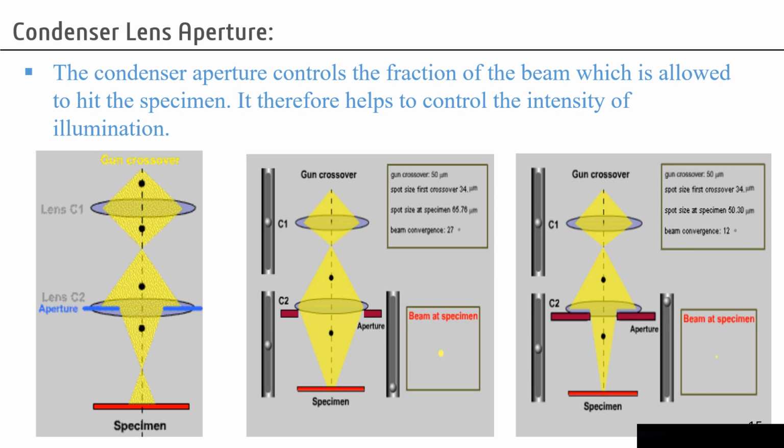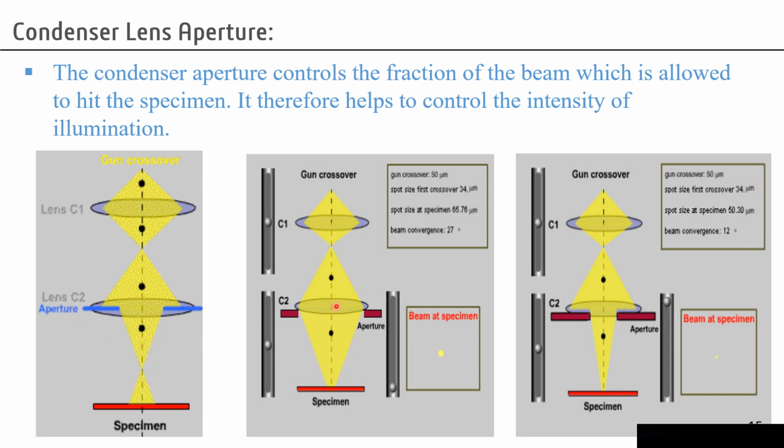After the condenser lens, I will discuss the condenser lens aperture. The condenser lens aperture controls the fraction of the beam which is allowed to hit the specimen. It therefore helps to control the intensity of the illumination. Here I will also discuss lens C1 and lens C2, but here I will discuss the aperture.